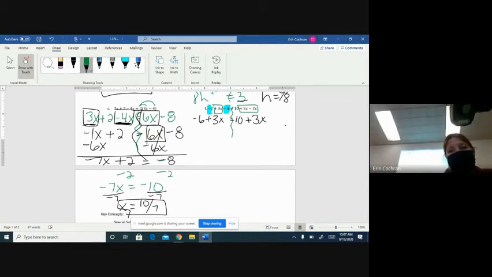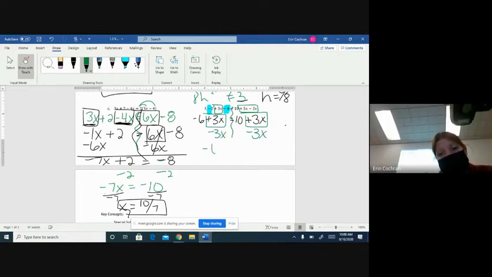Okay. Now, these 3x's, are they on the same side or different sides? They're on different. So we need to move that 3x to the left side. So how do I move that positive 3x? Minus it.